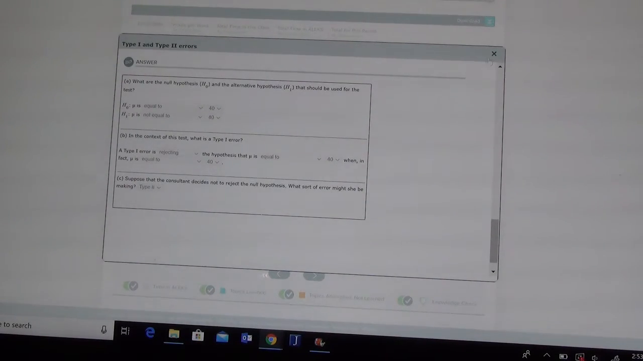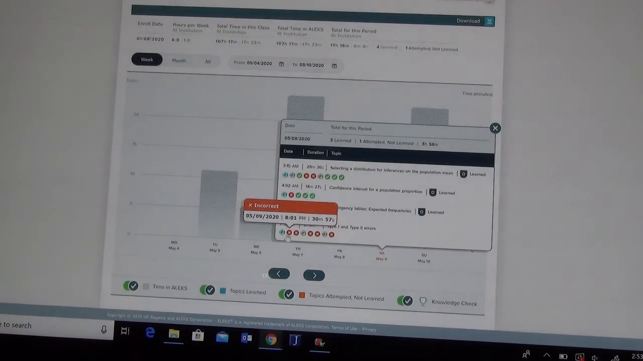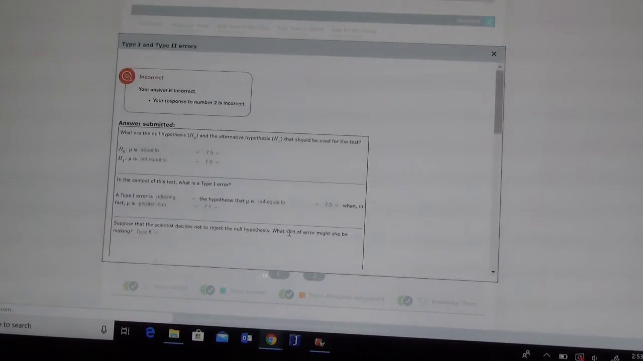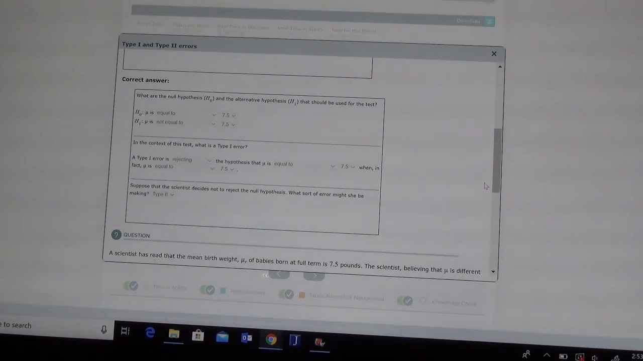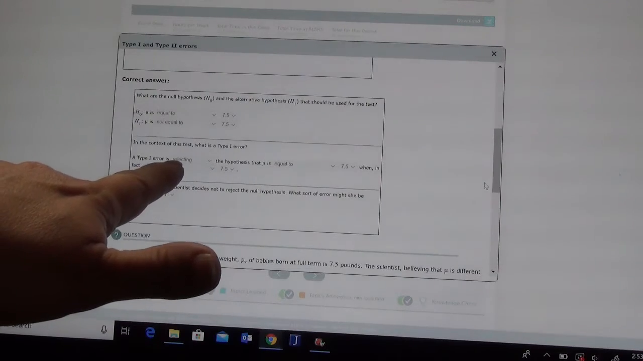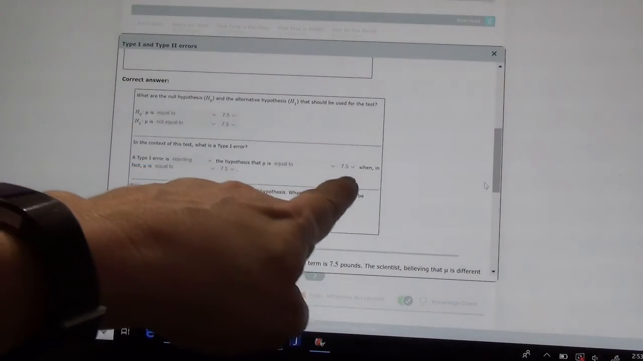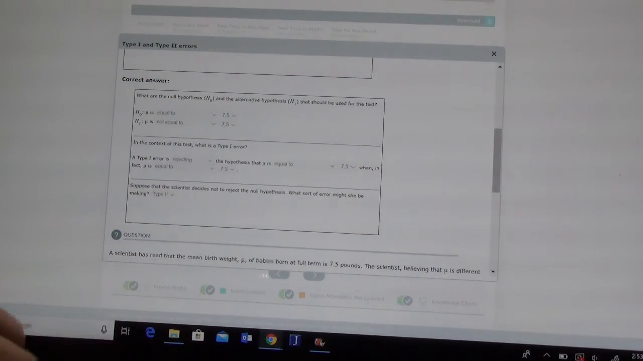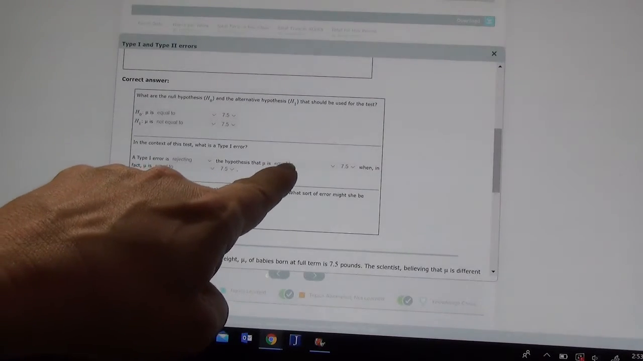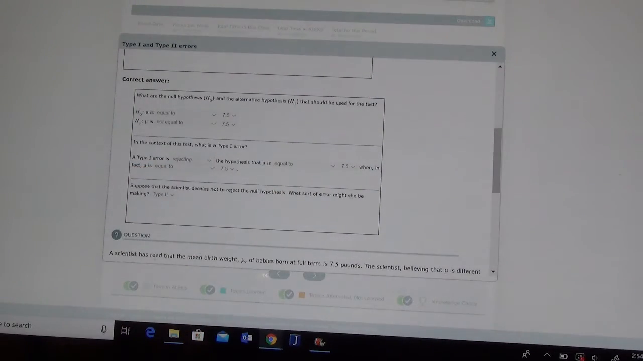So if I look at the next one here, and slide down to the correct answer. Here, my null hypothesis is that it's equal to 7.5. My alternative hypothesis is not equal to 7.5. So my type 1 error, again, you reject the null, which is that it's equal to 7.5, when the null is true. So you reject that it's equal to when in fact it really is equal to.